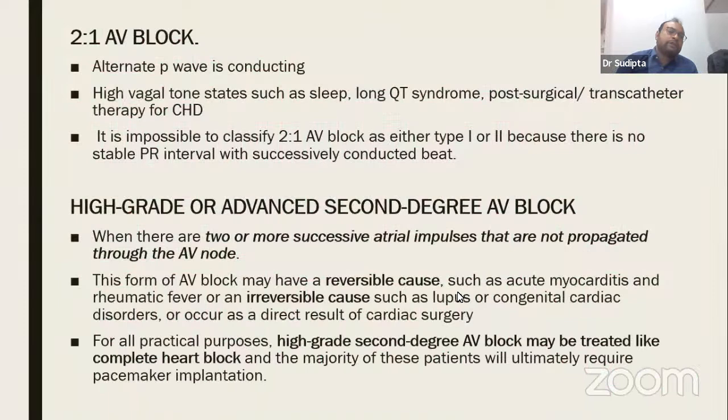Another type is a 2:1 AV block, where alternate P waves are conducted, and it is impossible to classify it as either type 1 or 2 because there is no stable PR interval. And third is high grade or advanced second degree AV block, when there are two or more successive atrial impulses that are not propagated through the AV node. Let me show the examples.